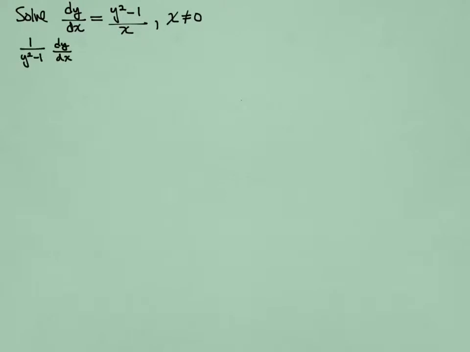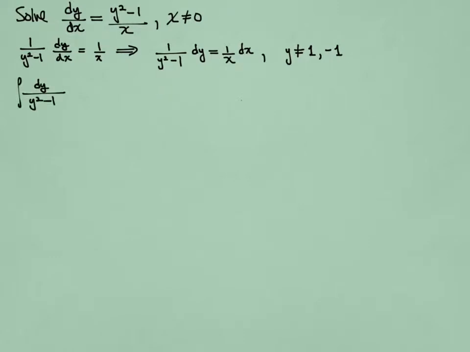It's pretty easy to separate this. If I divide by y squared minus 1, I'll have 1 over that on the left side, and on the right side I'll still have 1 over x. I then separate the differential, moving the dx over, and notice by doing this I'm assuming now that y, the value of the function, never takes 1 or minus 1, because that would make that denominator 0, and we should take note of that at this point. So now we're ready to integrate.